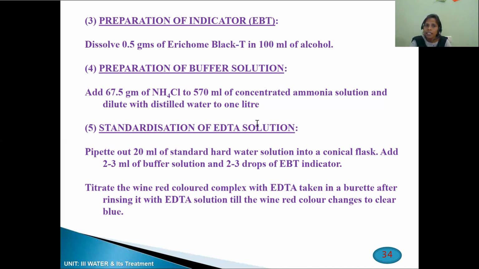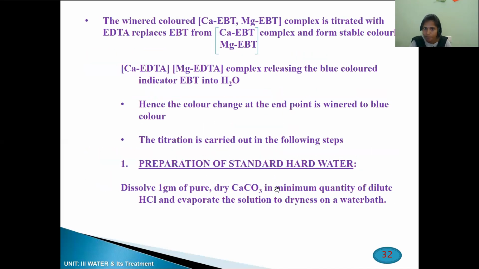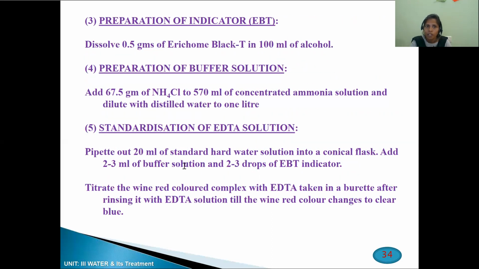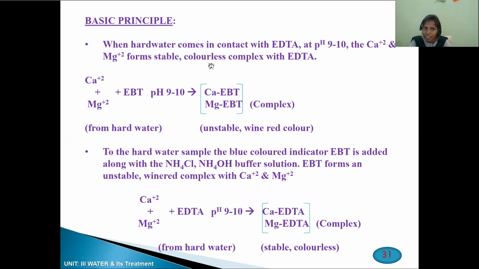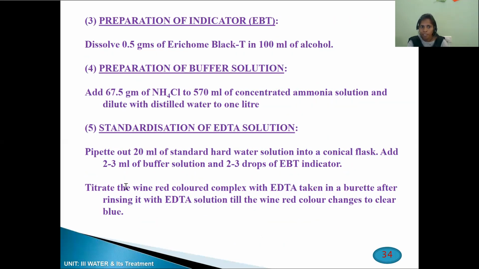For standardizing EDTA, initially pipette 20 ml of standard hard water. Already we have prepared this in the first step. So first pipette out 20 ml of standard hard water into a clean conical flask and add 2 to 3 ml of buffer solution and 2 to 3 drops of EBT indicator. This we have seen in the reaction. So what color will we get in the conical flask initially? We will get a wine red color solution.